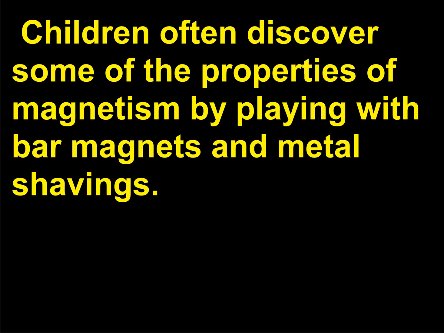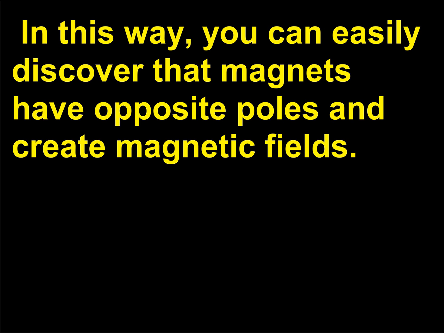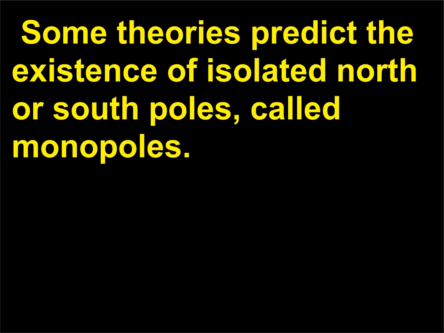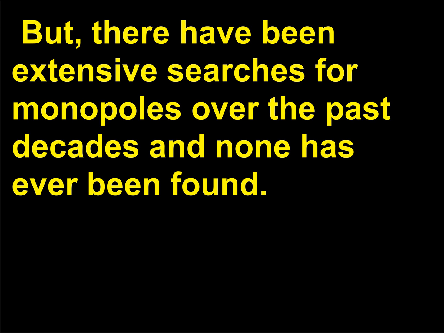Children often discover some of the properties of magnetism by playing with bar magnets and metal shavings. In this way, you can easily discover that magnets have opposite poles and create magnetic fields. Magnetic poles always come in north-south pairs called dipoles, two poles. Some theories predict the existence of isolated north or south poles, called monopoles. But there have been extensive searches for monopoles over the past decades and none has ever been found.